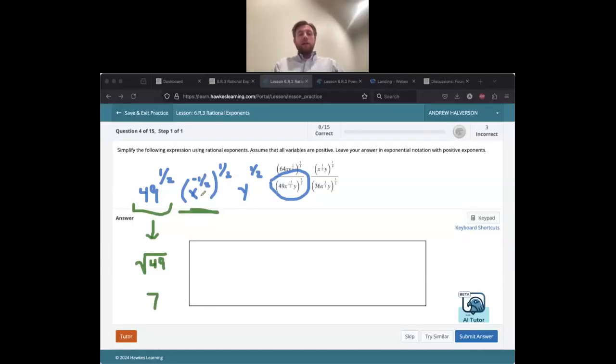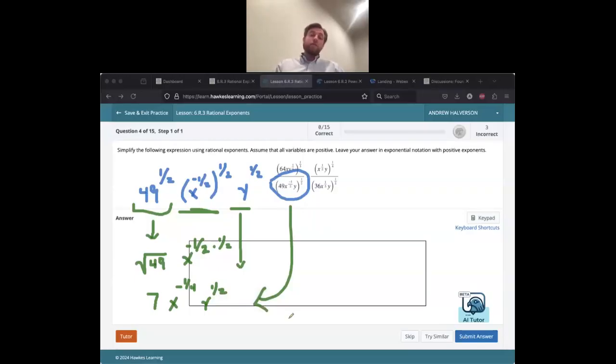This thing here, power of a power, multiply the exponents. So it's x to the negative 1/2 times positive 1/2 gives us x to the negative 1/4. And then y to the 1/2, nothing can be done to it, so just bring it on down. That's what this thing is, right there: 7x to the negative 1/4, y to the 1/2.